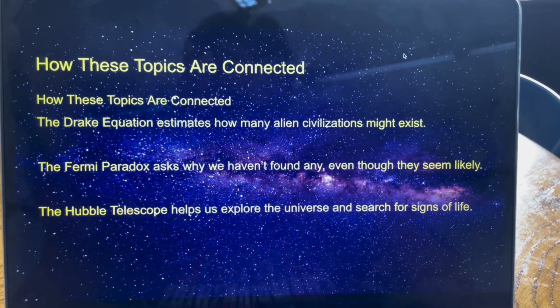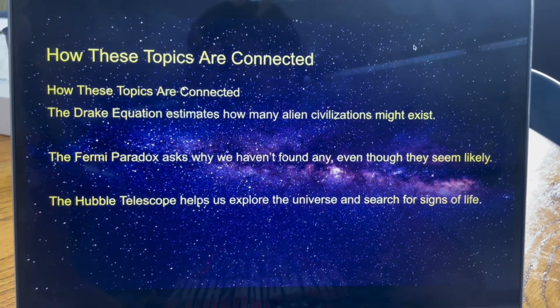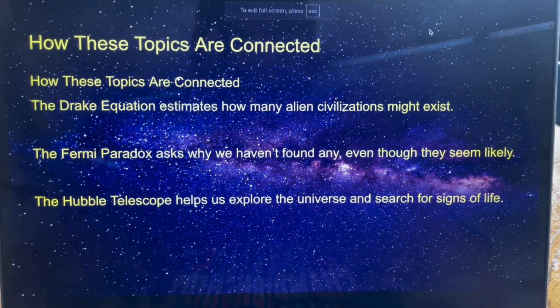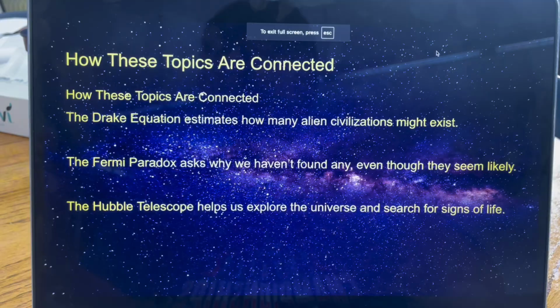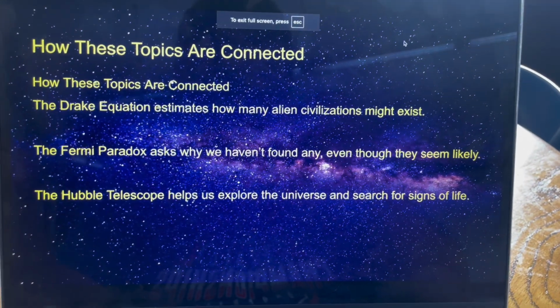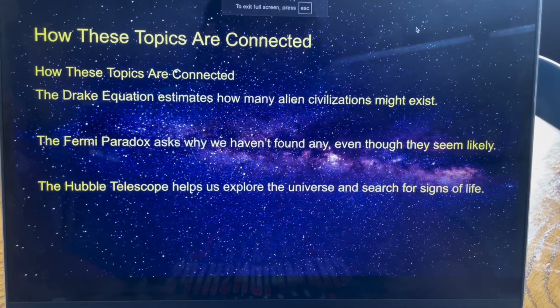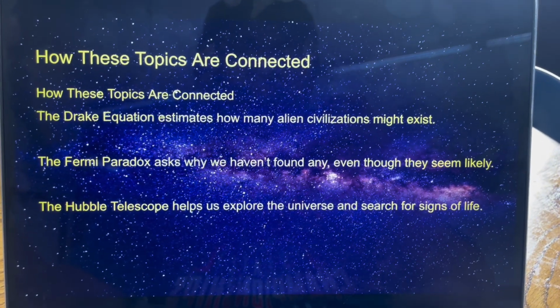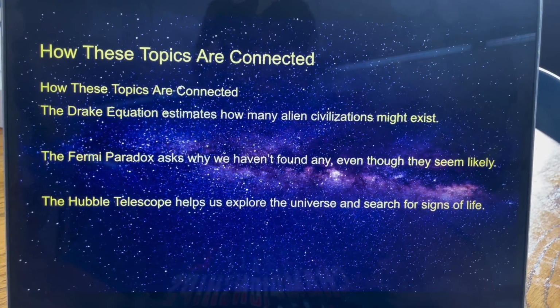So moving on, how these topics are all connected. They all play into the part of humanity's biggest question, which is, are we alone in the universe? The way I see it is the Drake equation and the Fermi paradox help us ask why, and the Hubble telescope helps us see and try to answer that question of why.